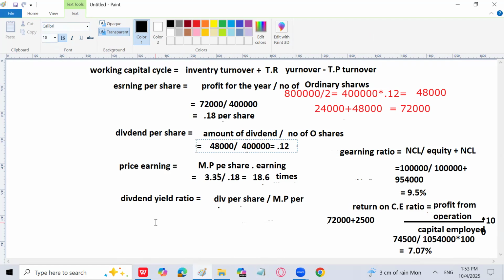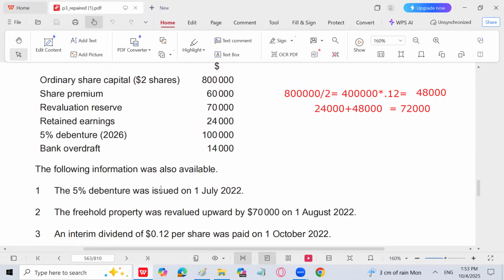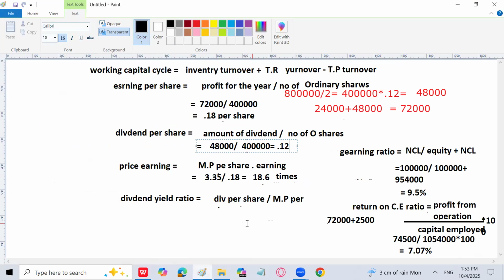That is already with us. Yes, I have calculated it again because interim dividend is 0.12 per share, and that is the only dividend given in the question. So we can calculate it easily, right? So dividend per share is 0.12 divided by market price per share 3.35, multiplied by 100. We will get the dividend yield ratio.